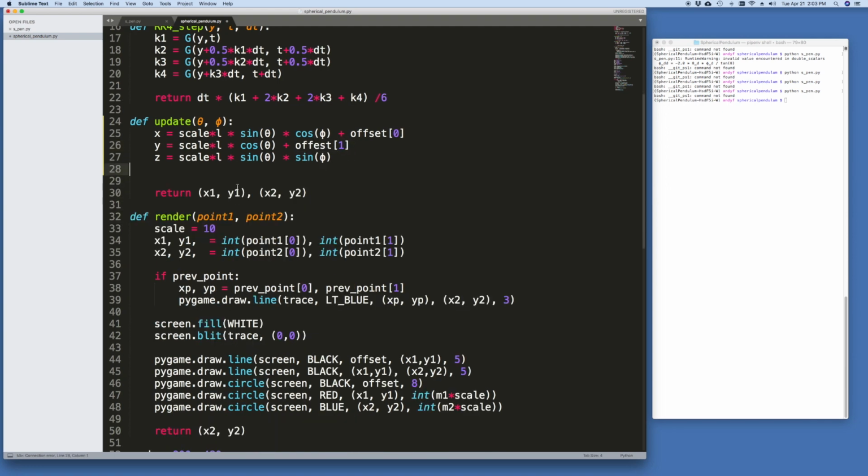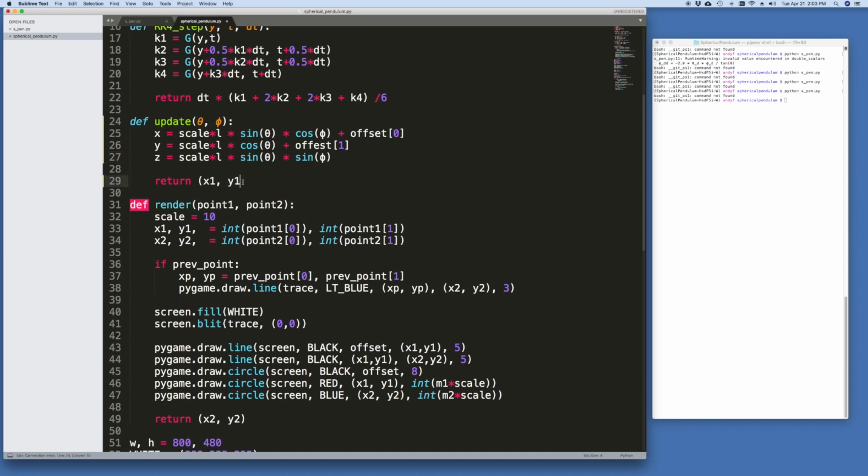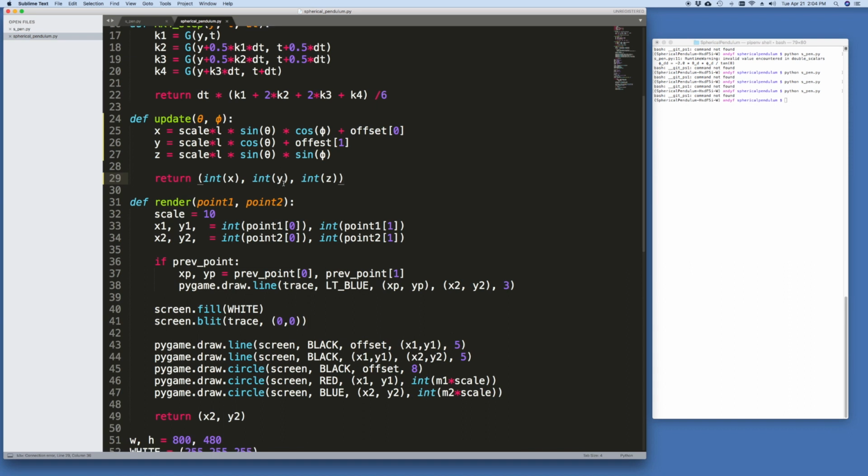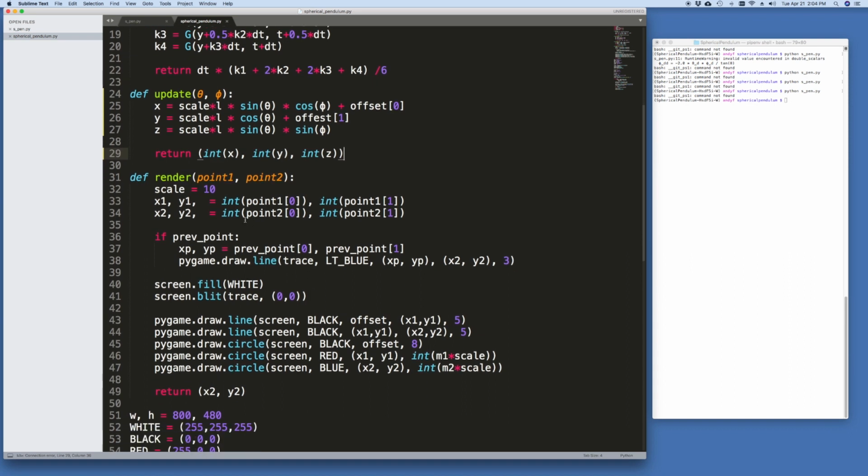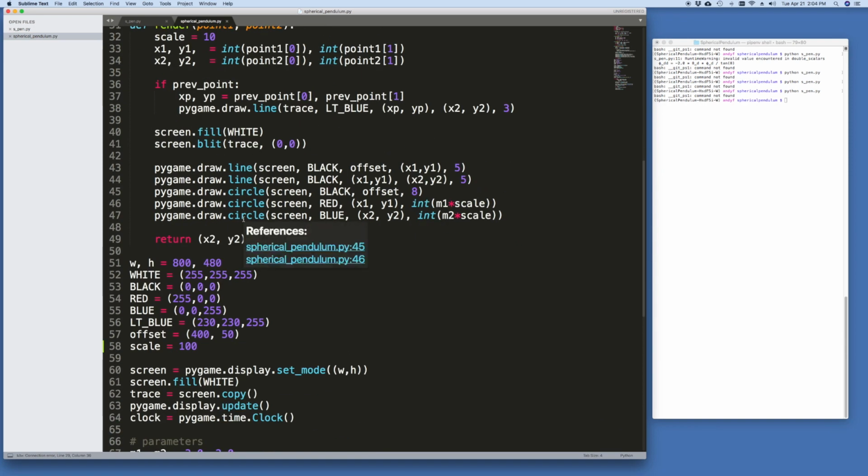Okay, and then instead of returning the 2 points, I'm only going to be returning 1 point, which is just x, y, z. That's it. Okay, and what I want to do is actually convert these to integers, because for the purpose of plotting in Pygame, everything needs to be an integer. So I'm returning a tuple containing these 3 components of the point, x, y, and z. All right, very good. The render function, we'll touch that in a second.